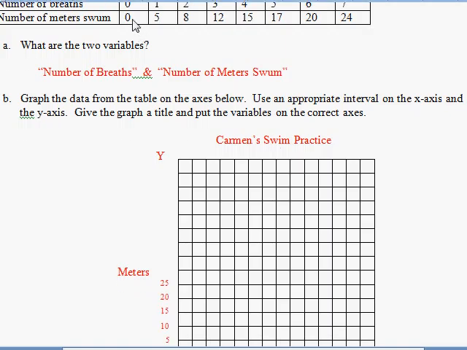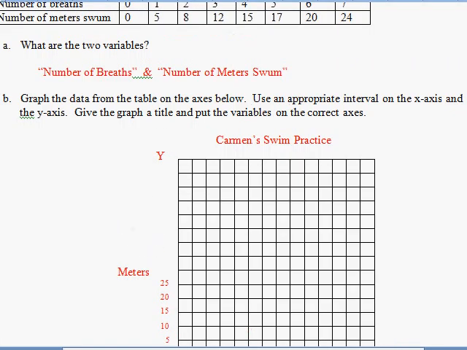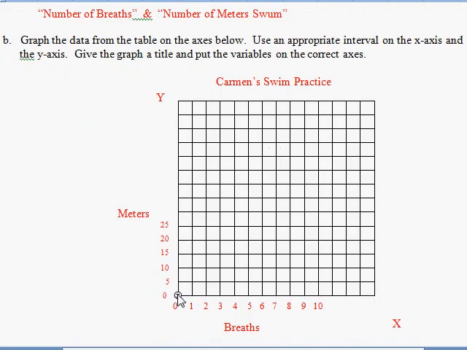Now notice these were not even numbers. Here it went up by 5, then it went up by 3, then it went up by 4, then 3, then 2, then 3, then 4, which is why I had to pick numbers to go by, and I went by 5s. Okay, so now we have our intervals set, and the last thing we have to do is plot our points. First point is right 0, up 0, so we're going to plot that below. And we have that plotted right here.